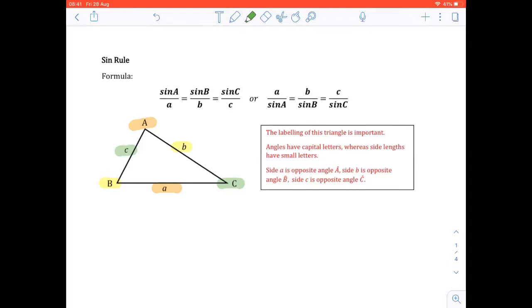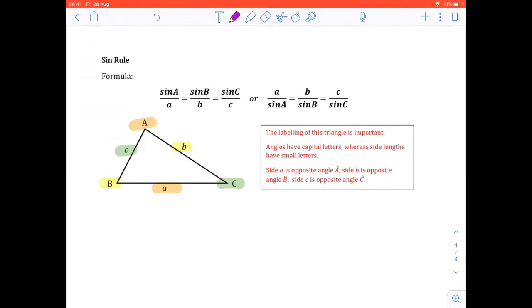The formula then is derived from taking sine of angle A over side a equals sine of angle B over side b equals sine of angle C over side c. This formula can be written in the reverse as well, where you have the side at the top and the angle at the bottom. What matters is that all the sines, the angles, and all the sides are on the same side of the fraction. It doesn't matter which one you choose, you'll get to the same answer.